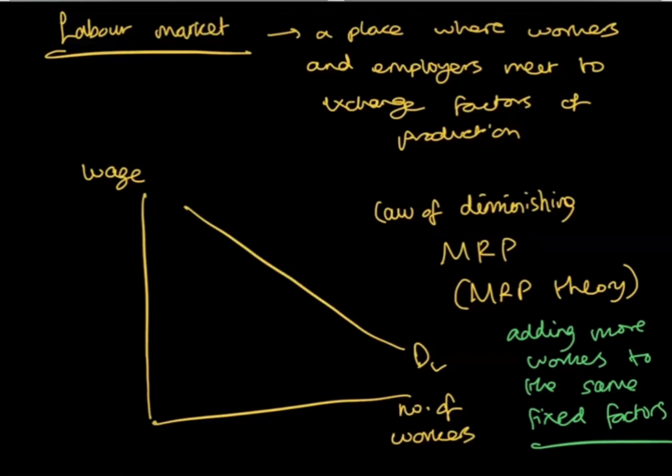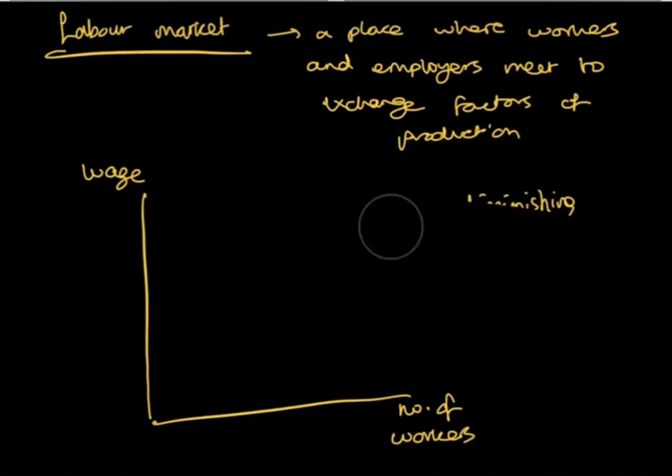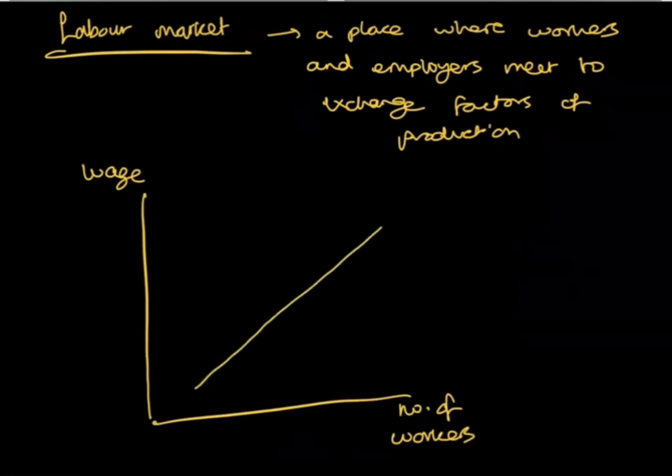Cool. Next is supply. Why is that upward sloping? Just give the common sense reason first, and then we'll talk about it in detail. Well, if you're paying more money, they're going to be willing to work more hours, or more people are going to be willing to work. Perfect.